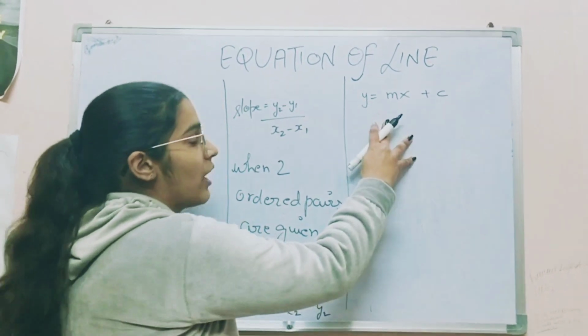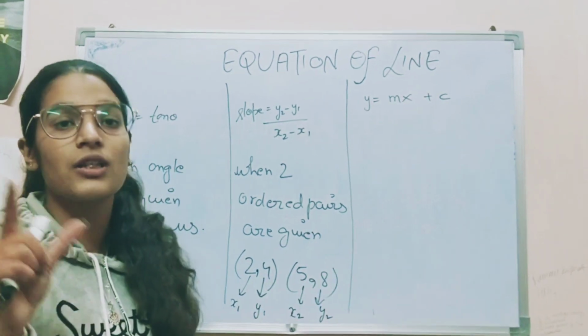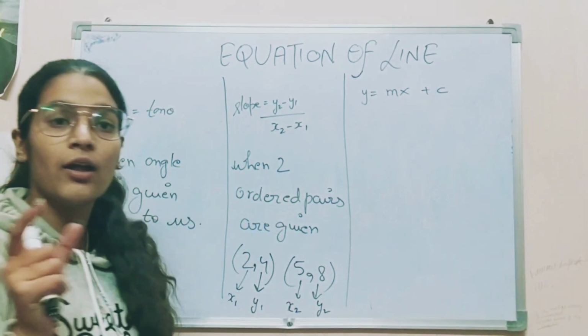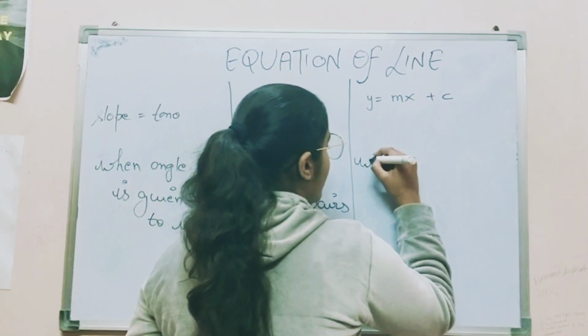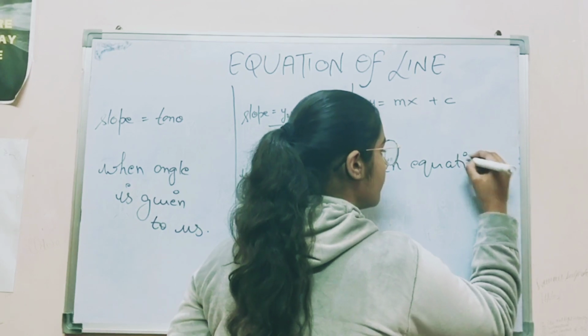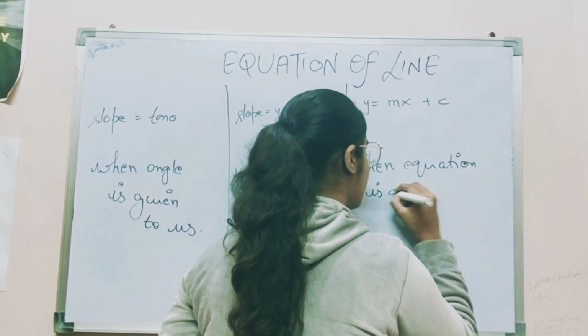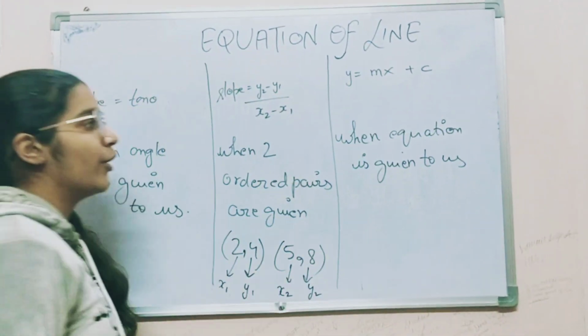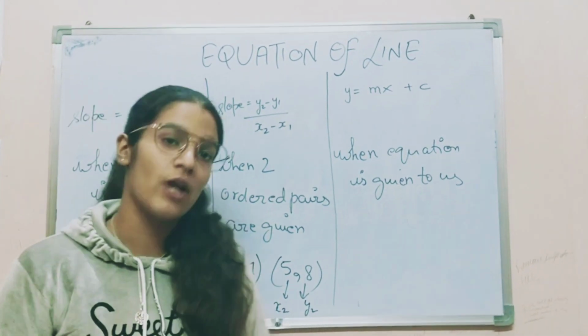Now this formula is basically used when the equation is given to us, and from the equation we are going to find the slope. Now what do you mean by equation? First let me tell you, when equation is given to us, then we are going to apply this formula, that is y equals to mx plus c.